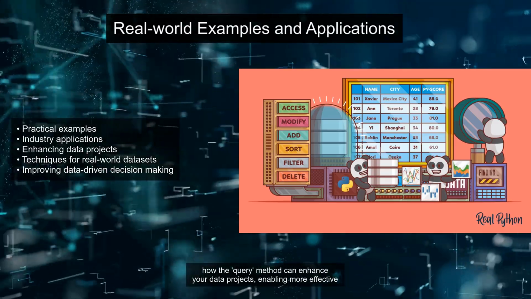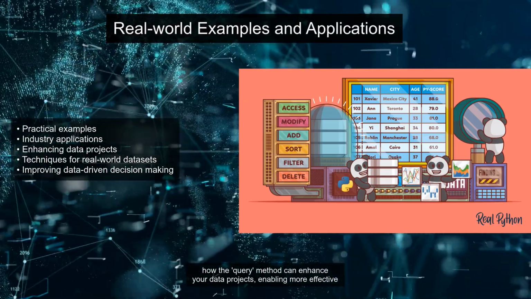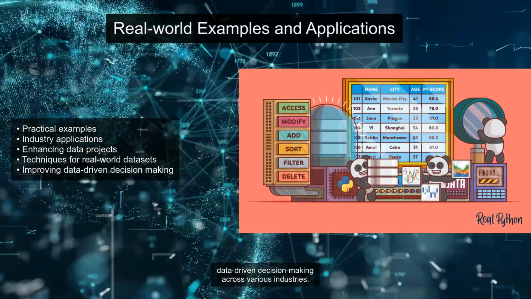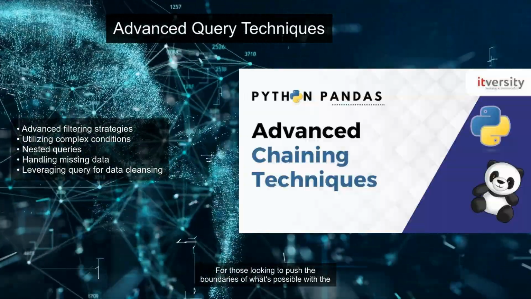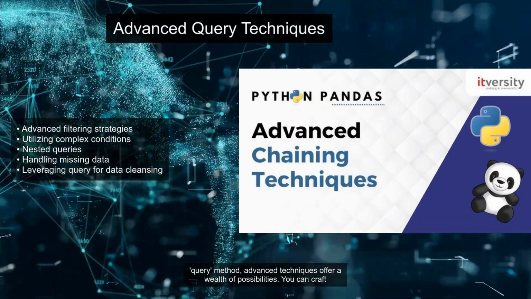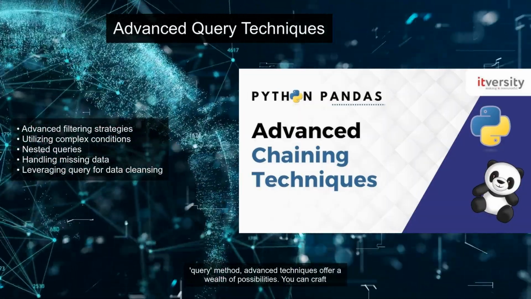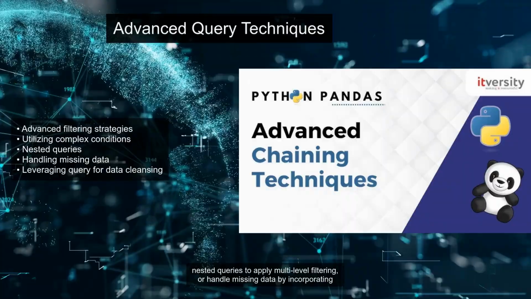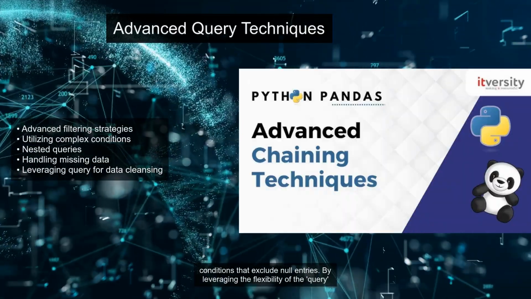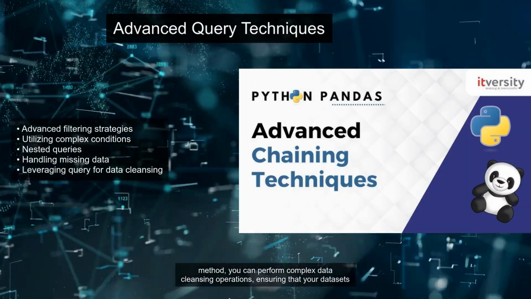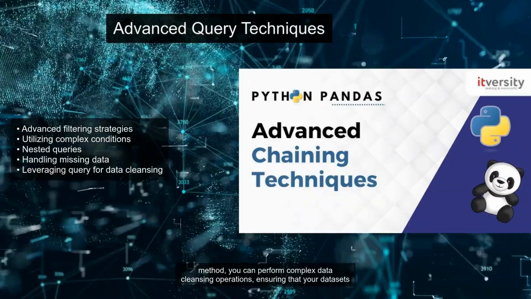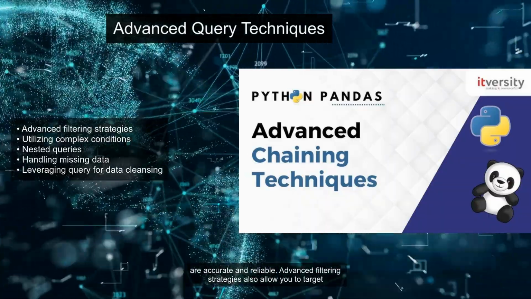These practical examples demonstrate how the query method can enhance your data projects, enabling more effective data-driven decision-making across various industries. For those looking to push the boundaries of what's possible with the query method, advanced techniques offer a wealth of possibilities. You can craft nested queries to apply multi-level filtering, or handle missing data by incorporating conditions that exclude null entries. By leveraging the flexibility of the query method, you can perform complex data cleansing operations, ensuring that your datasets are accurate and reliable.